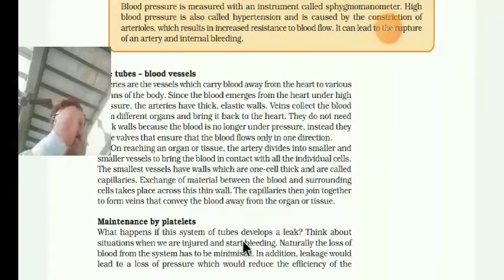In this way, blood circulation takes place. Blood travels from the heart through the artery, then the arteriole, then the capillary, then the venule, then the vein, then back to the heart. This is how blood travels through the vessels.